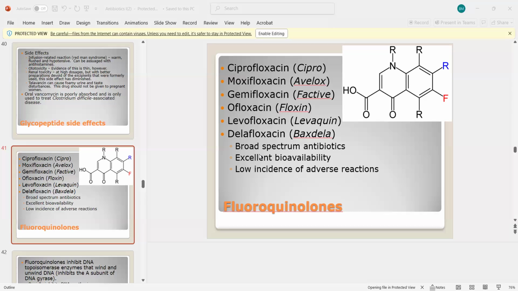Doxycycline can often be taken with food. That will tend to decrease the gastrointestinal irritation. However, food does decrease the absorption of tetracycline. It does not affect the absorption of minocycline or doxycycline. These two drugs that are misspelled here, doxycycline and minocycline, sorry about that, have really good bioavailabilities. And tigecycline, even though it's given IV, has a very good volume of distribution.